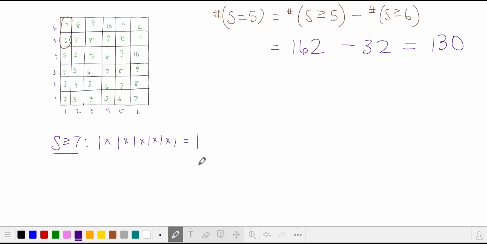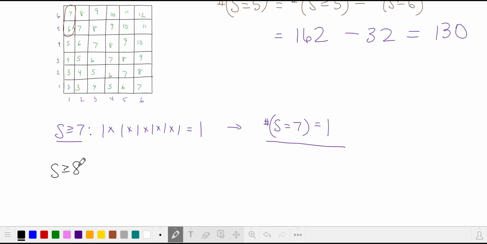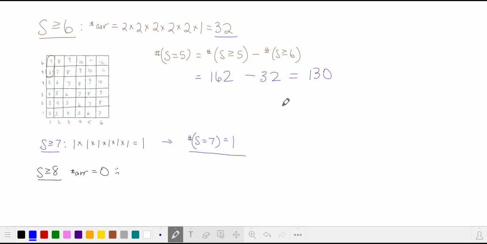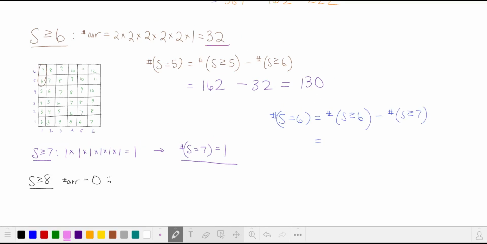So that's just one arrangement. This arrangement has a score equal to 7, and it's the only arrangement that does. It's not possible to have a score greater than or equal to 8. You can see that by trying to choose a rook in the first column. So we can stop here. We should also find the number of arrangements that produce a score equal to 6. That's going to be these 32 arrangements minus the one arrangement that produces a score equal to 7.